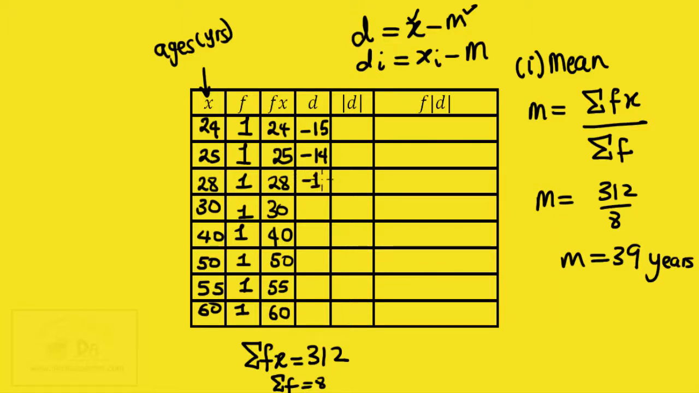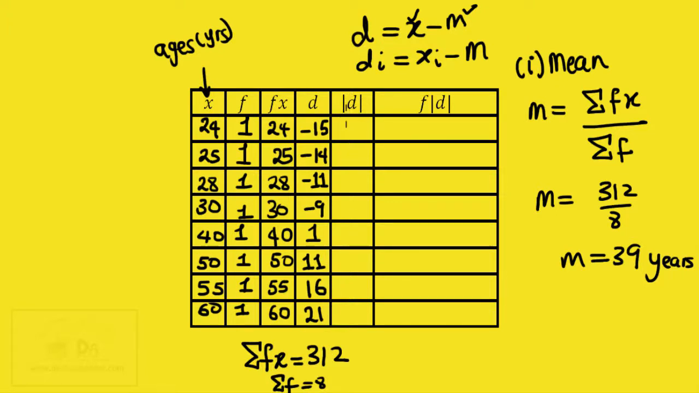For the other ages, I'm going to find the deviation by using this formula, and we're going to fill out the other columns quickly. This is something you can try at home to check if your table will match. 40 minus 39 is 1. 50 minus 39 is 11. 55 minus 39 is 16. 60 minus 39 is 21.